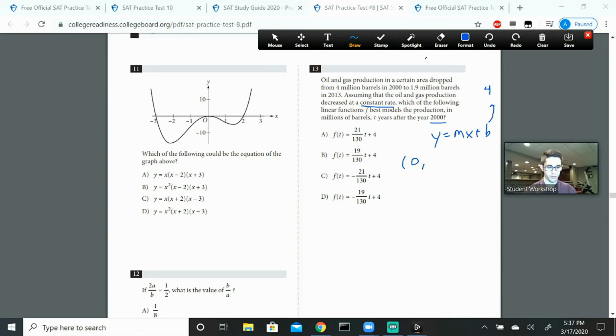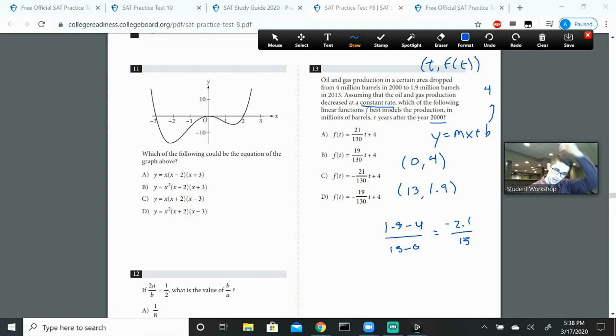And I'm doing these in the form of t comma f of t. We had 4, and then in 2013, which is 13 years after 2000, we had 1.9 barrels. And now we can find the slope, which is just change in y over change in x. So 1.9 minus 4 over 13 minus 0 equals negative 2.1 over 13.